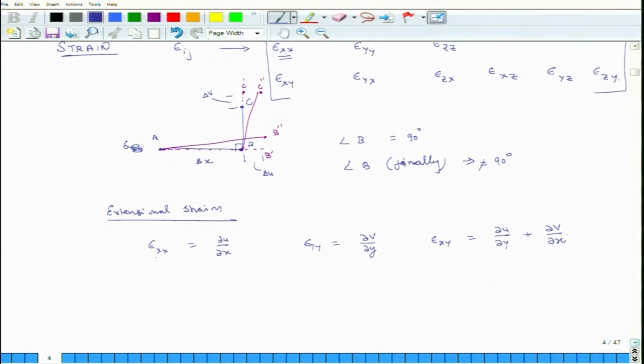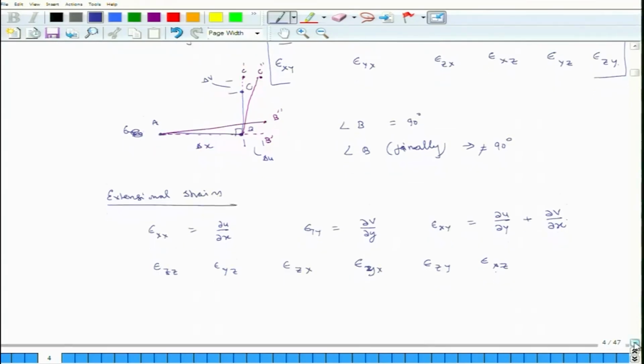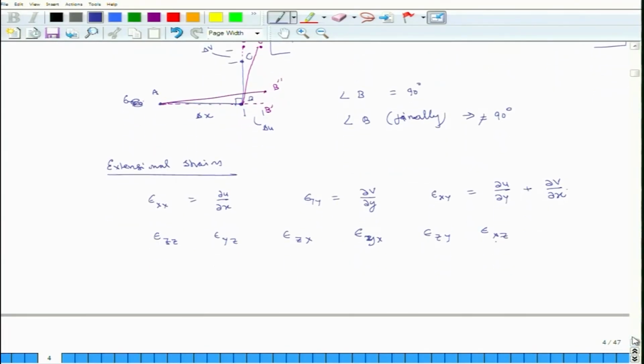What you see here is that, similarly, we can have other components also: epsilon zz, epsilon yz, epsilon zx, epsilon yx, epsilon zy, epsilon xz. So, you can have all these 9 components, and all these 9 components are dependent again on 2 directions. One is the direction of the displacement, and the second one is the direction of the original line.